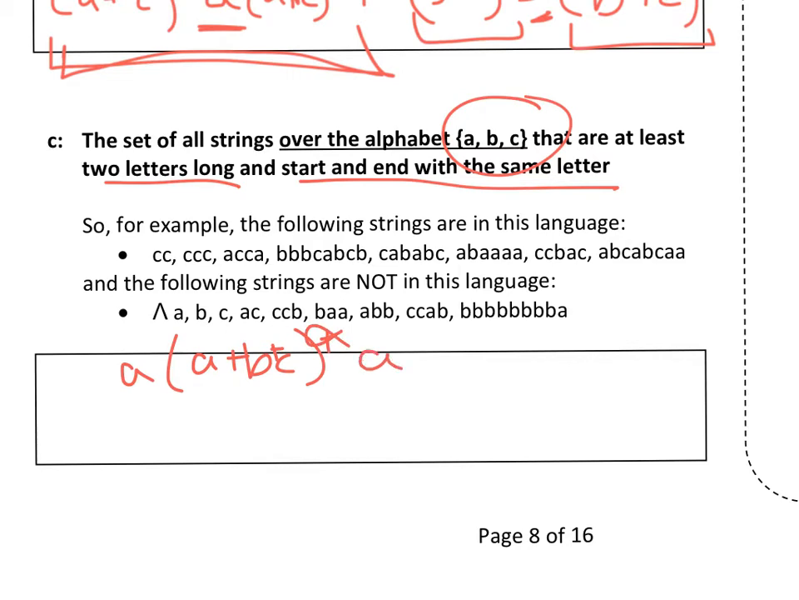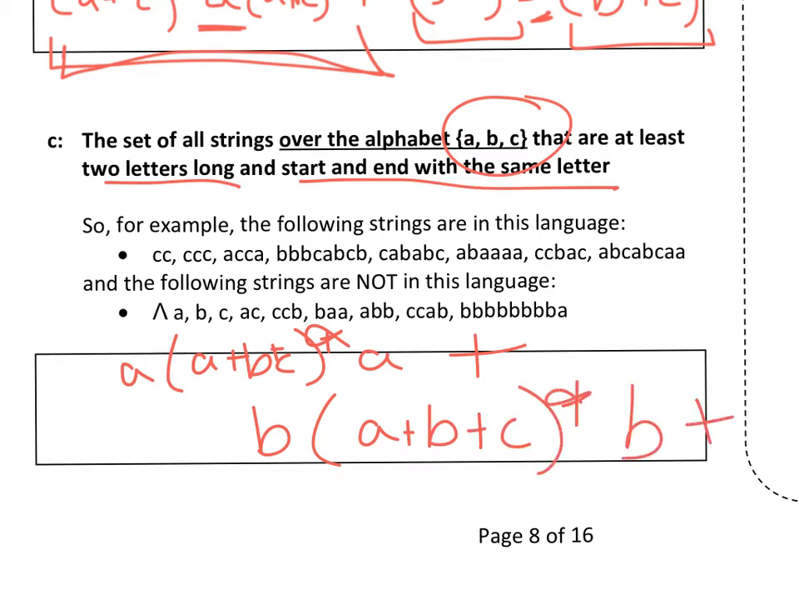So there's one example of a string. Plus, and I'm going to wrap around to the next line, B times any strings, any characters that you want in the middle, as long as I end with a B, plus C times anything in the middle again, starred, but it's got to end with a C.